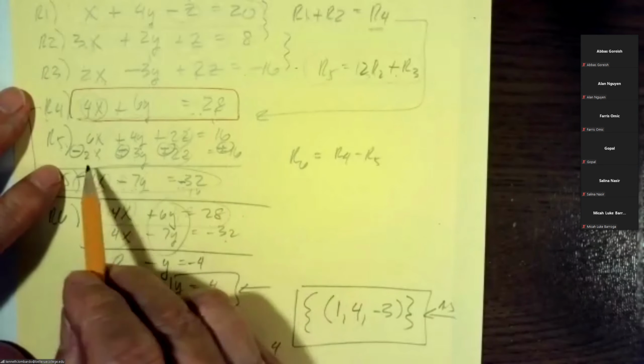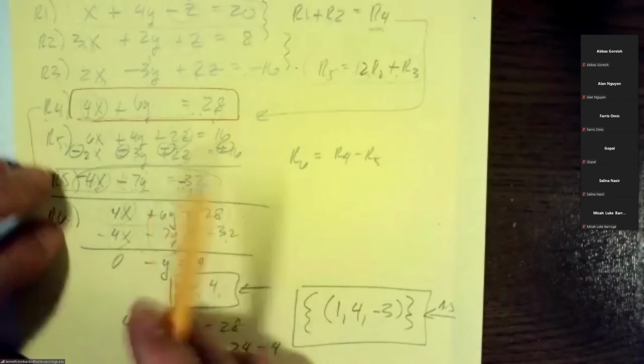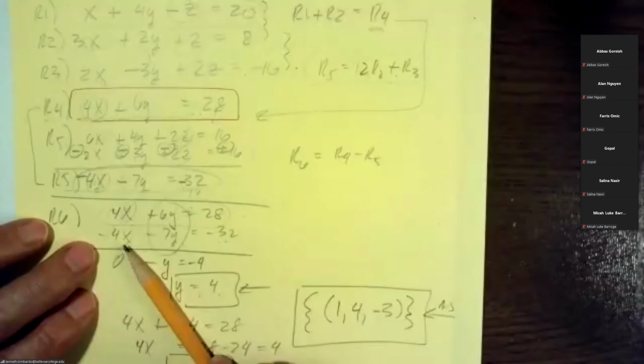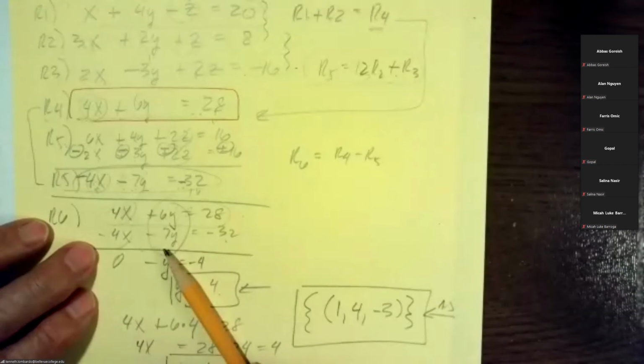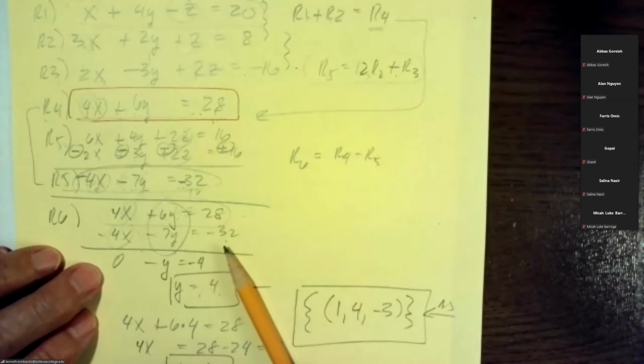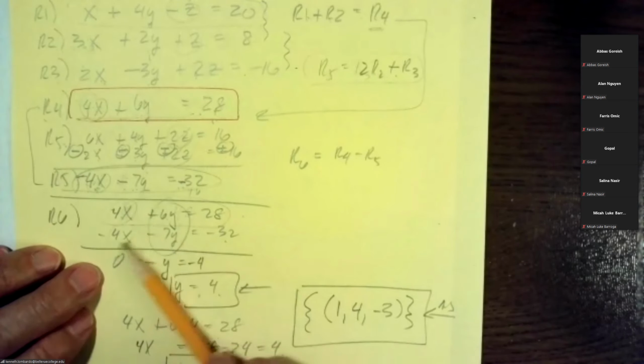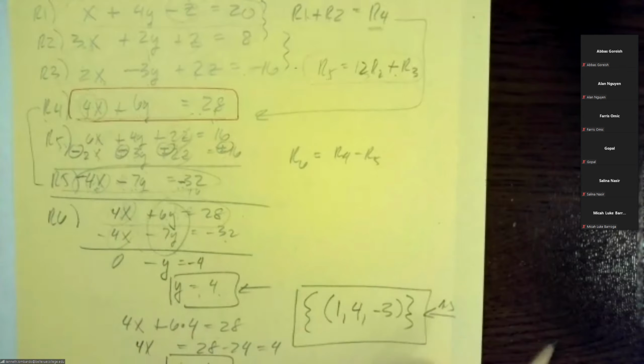Okay, and then when I subtracted, I ended up with the value that I used down here. So 4x minus 7y minus 32. And when I combined those, we eliminated the x value, got y as 4.